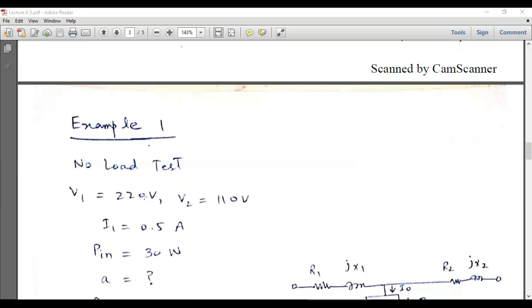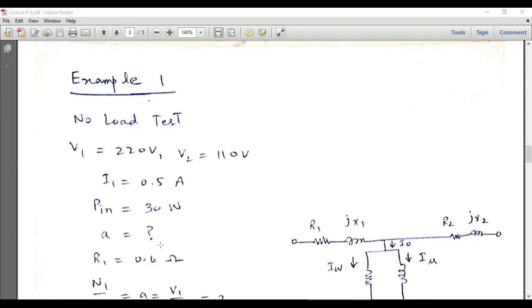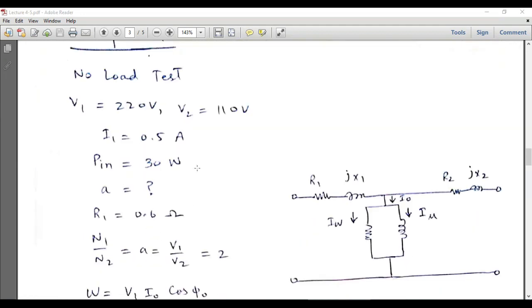So now I am going to solve some simple numerical problems to get a deeper insight into the transformer calculations. So in this example, we have performed a no load test over a transformer, and the rated primary voltage of this specific transformer is 220 volts, and the rated secondary voltage is 110 volts. And under no loaded conditions, the primary current is 0.5 amperes, and the power which is consumed at the input terminals or at the primary of the transformer is 30 watts.